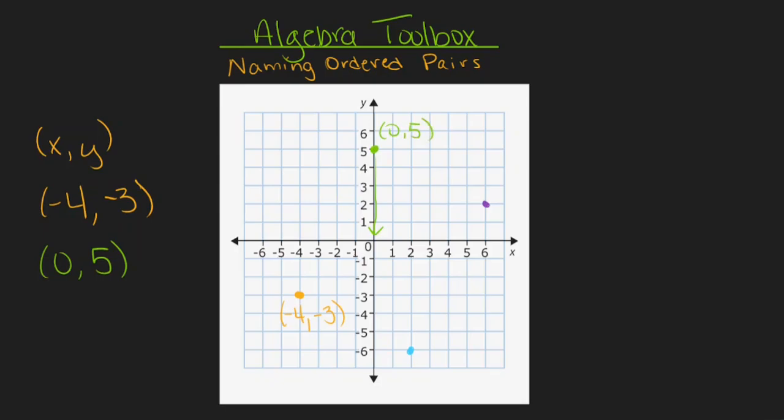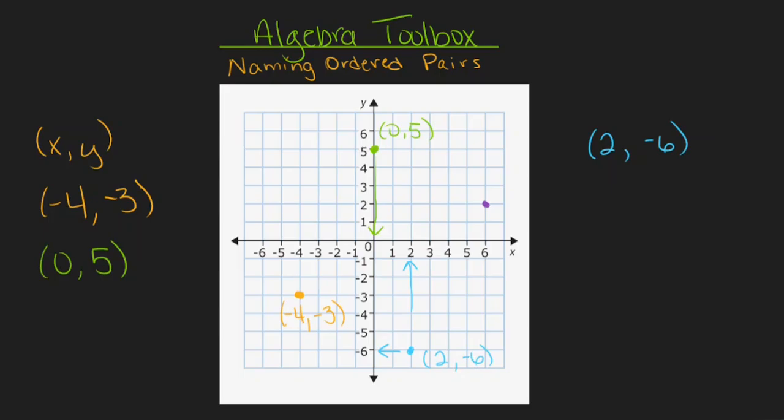Let's take a look at our blue point. I'll start with my x-coordinate again, and so as I look up toward the x-axis, I see that I have an x value of 2, so my x-coordinate for this point must be 2. And then as I look toward the y-axis, I'm all the way down at -6, so my y-coordinate is -6. This means I have the point 2, -6.